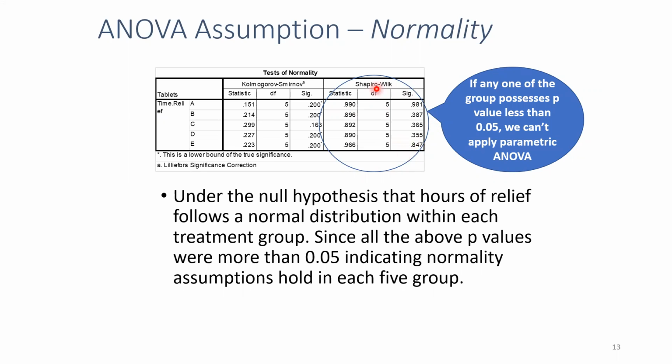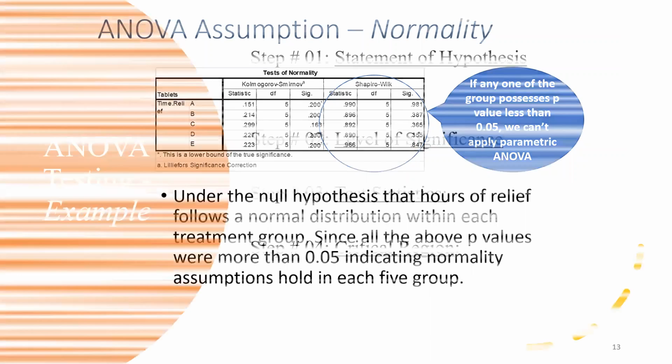So under the null hypothesis that the data follow a normal distribution, we can accept the null hypothesis that the time relief hours in all the brands of the tablets follow a normal distribution.